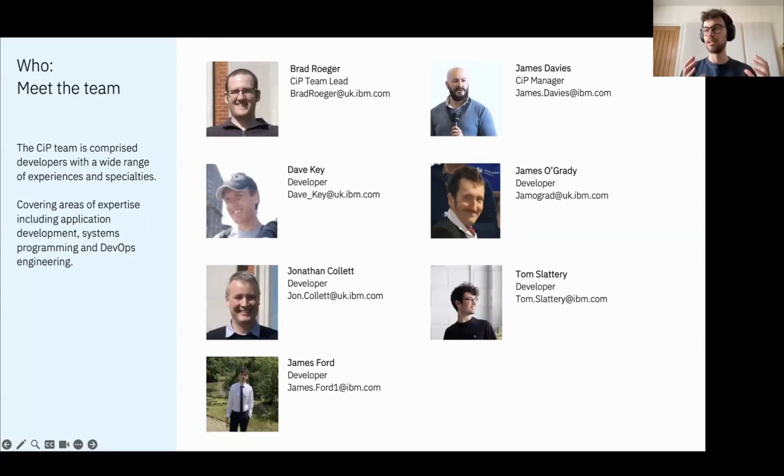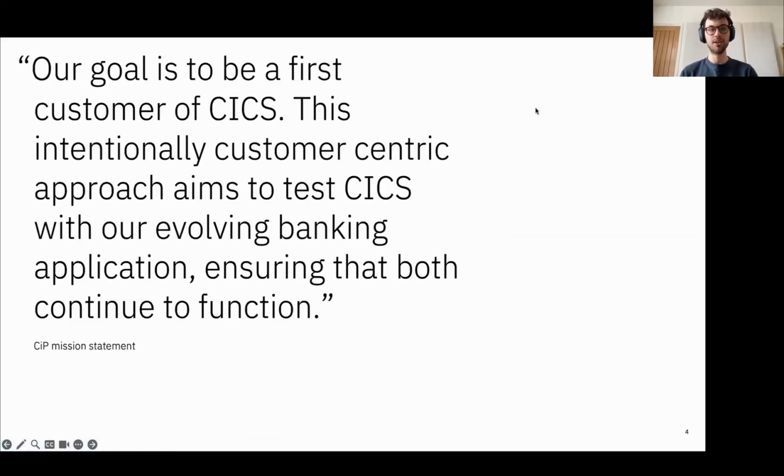We had a specific goal in bringing together this group of people from the wider CICS department, and I feel this is represented by our mission statement here. Our goal in customer and production is to act as the first customer of CICS, a customer-centric approach to testing CICS. To do this, we develop an actual CICS application, which is modeled on feedback that we've got from customers of IBM on the kind of systems that they're creating. We tried to design an application that was an amalgamation of all of that feedback from customers.